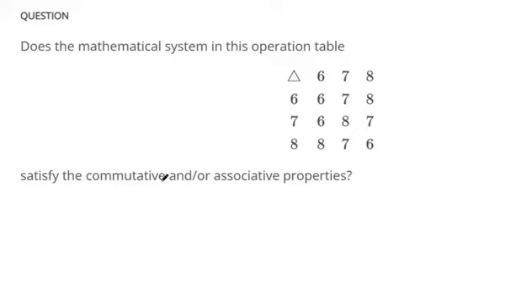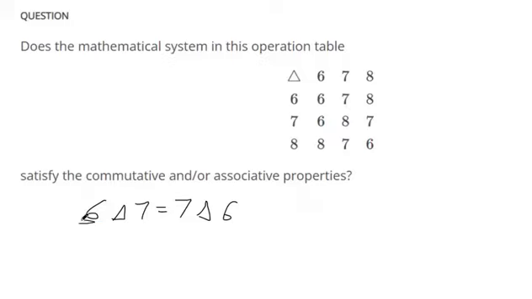The commutative property says that you can switch the order of the elements around the operation and it's the same thing. In other words, 6 triangle 7 needs to equal 7 triangle 6. And if it doesn't, then this doesn't obey the commutative property.